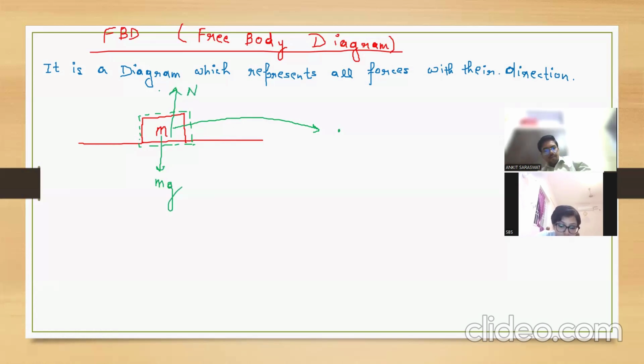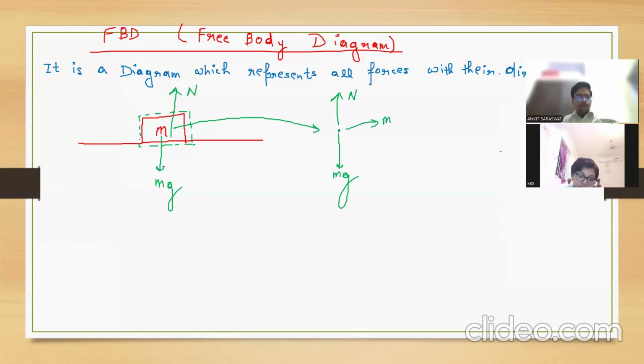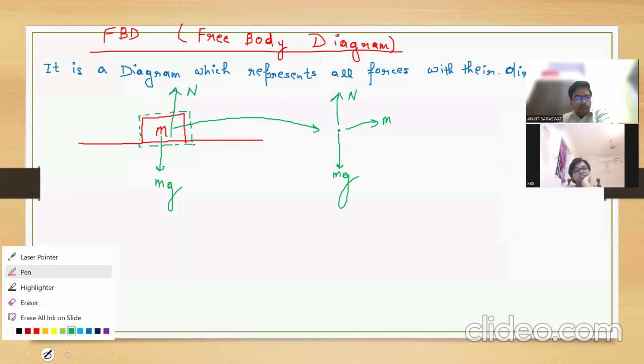So all the forces I will draw here. One is mg, one is normal. Like this. This is the free body diagram. This dot is m. The free body diagram of this block. Clear?